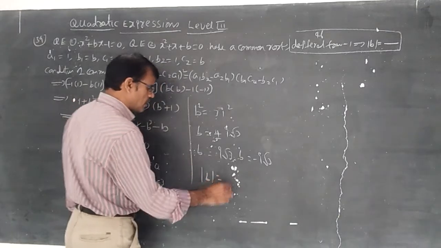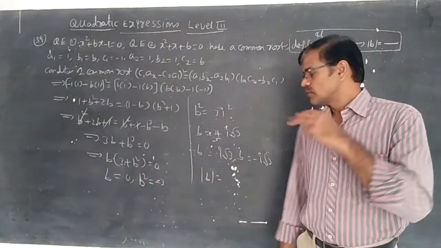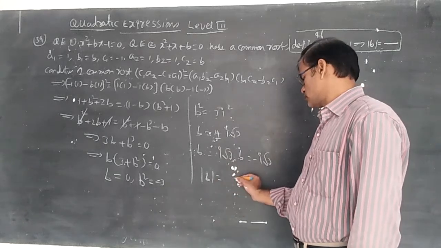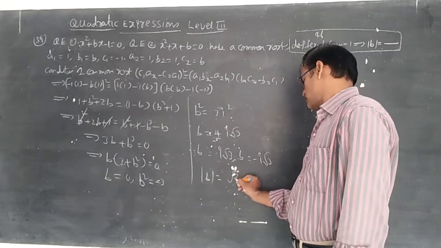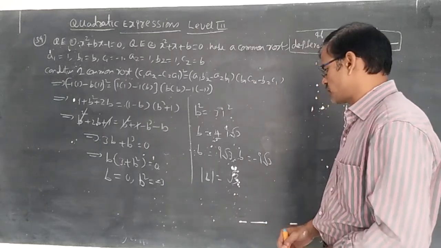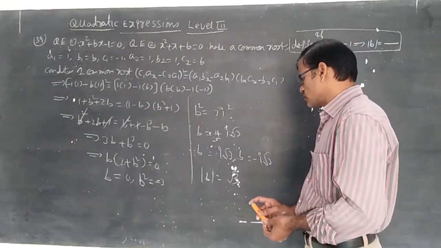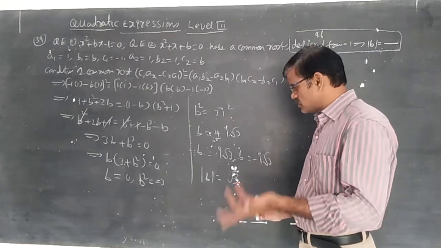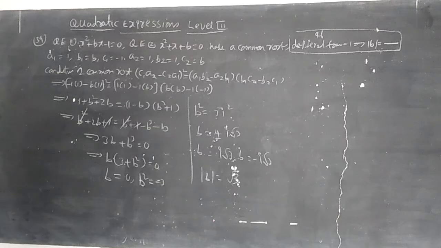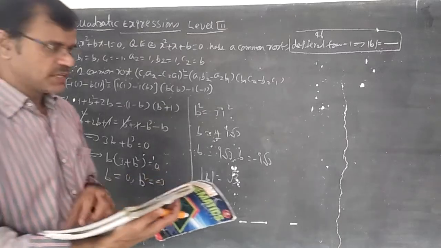And taking modulus, it means root of real part square plus imaginary part square. So root 3 whole square is 3. So mod B is root 3. For the 39th question, B is minus i root 3.